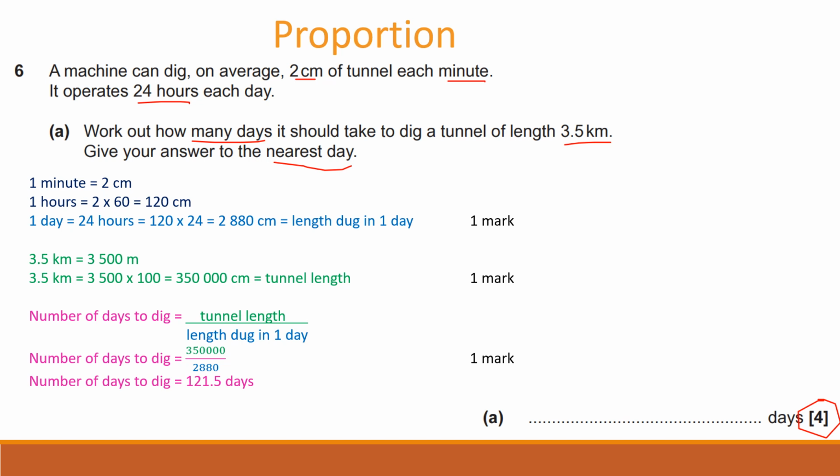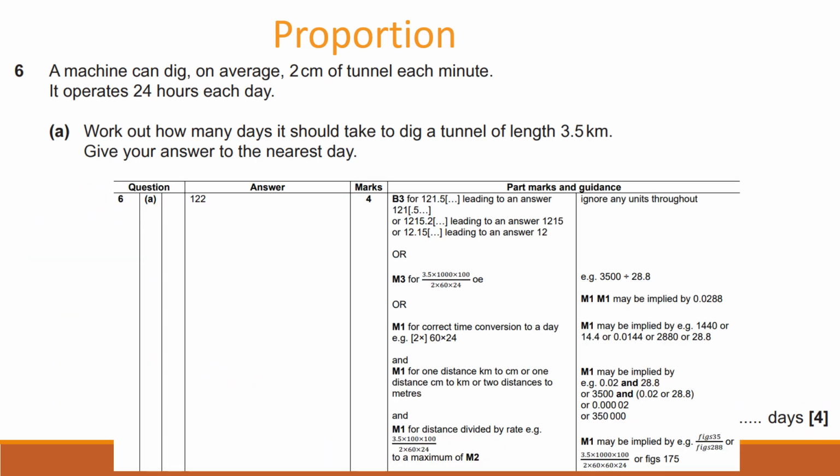Now we need to give the answer to the nearest day. So remember in the question it says to the nearest day. So we need to round that to give me 122 days for 1 mark, which is your final answer for the 4th mark. So you can see on the mark scheme, it is 122, 4 marks in total for this question.